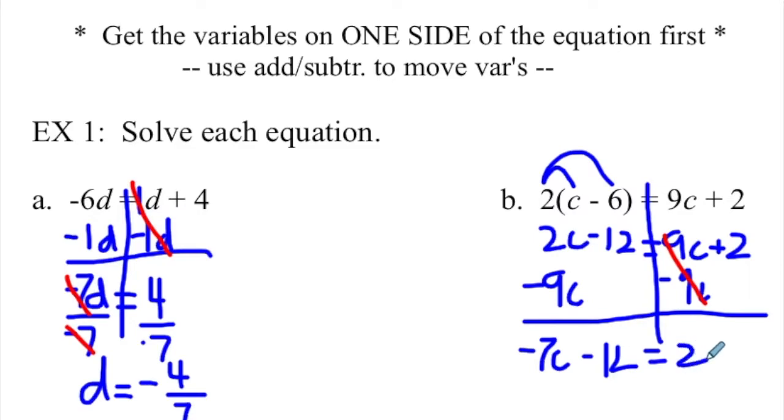And now we are back to an equation like you would have seen in section 2.2. So now I just need to work to get C by itself. So we always move anything being held on to the variable by addition or subtraction first. So I'm going to move this 12. The opposite of minus 12 would be to add 12. So I'm going to add 12 here and add 12 over here. So the 12's on the left-hand side are going to cancel. 2 plus 12 is going to give me 14. So I can say that negative 7C is equal to 14 at this point.